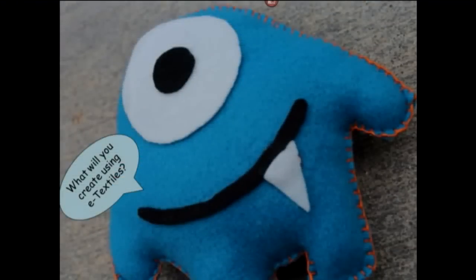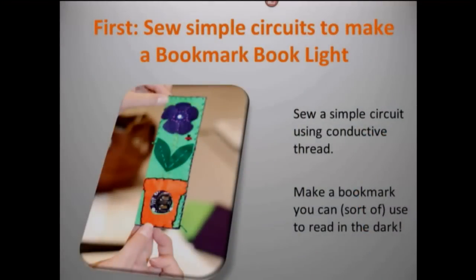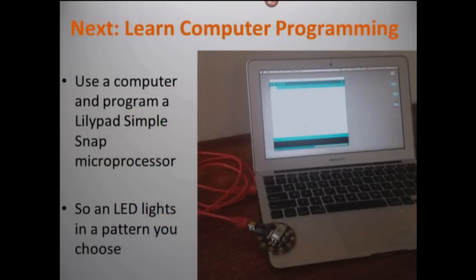You will be doing with e-textiles and the LilyPad Arduino. The e-textiles project will consist of three different lessons. The first project will introduce you to simple electronic circuits and sewing with conductive thread to produce an electronic bookmark. In the second project, you will learn computer programming or coding. You will use a computer connected to the LilyPad Arduino microprocessor and write a computer program that tells the microprocessor what to do. Your program will tell the microprocessor how to control little LEDs so they light up in the pattern you choose.